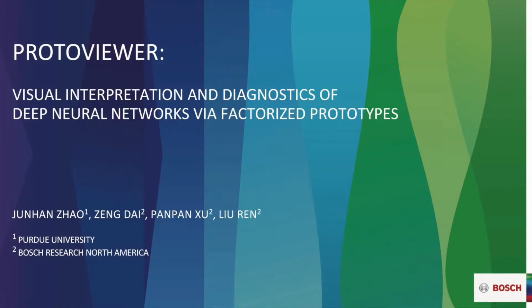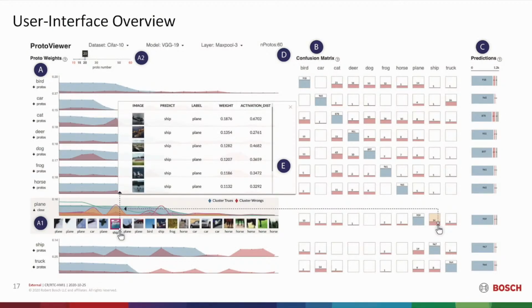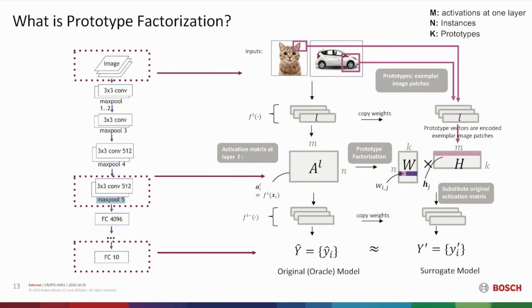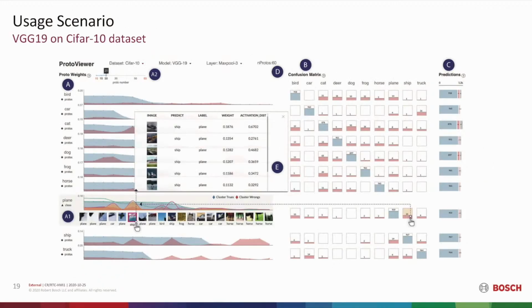Hey everyone, I'm Junhan Zhao, a PhD candidate at Purdue University, computer graphics major, and a research intern at Bosch Research North America. Here, we are presenting our recent research, Persevere, using factorized prototypes to visually interpret and diagnose deep neural networks. This work is co-authored by research scientists at Bosch, Zhen Dai, Dr. Panpan Xu, and Dr. Liu Ren.